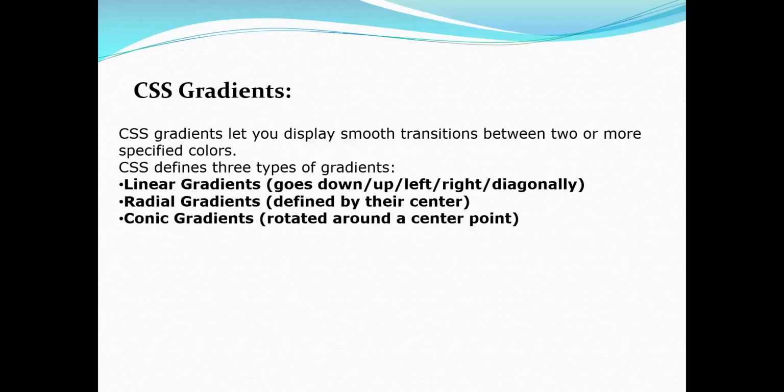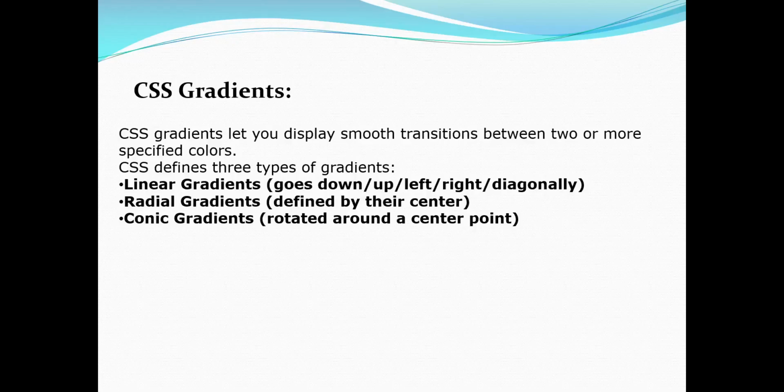The topic for today is CSS gradients. So CSS gradients are used to display the colors, but not just simple color. It is used to give you the transition between two or more colors. So you can mention which colors you want for the transitions. So in these transitions also we have three types.